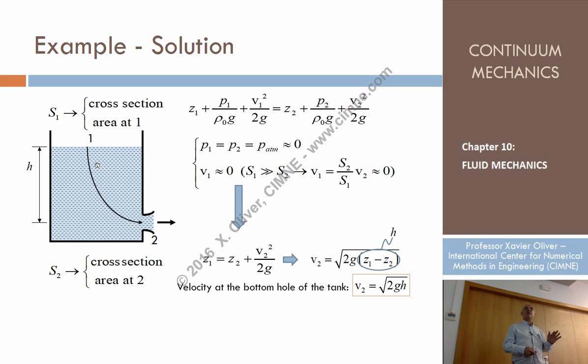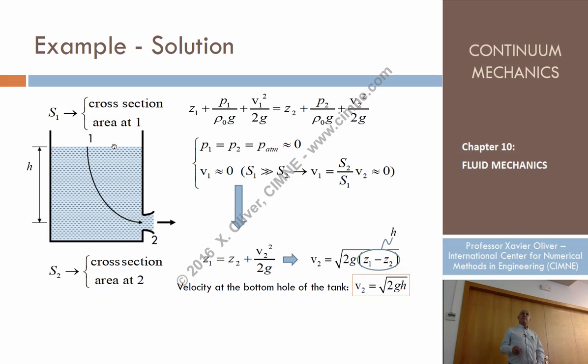In fact, you can generalize that, and there is a problem in the book of problems in which this is done, even considering the velocity at these points. But for the time being, let's assume that this reservoir is so large, or this section 1 is so large, that we can consider that the velocity here is 0. So the downward velocity of particles here is almost negligible.